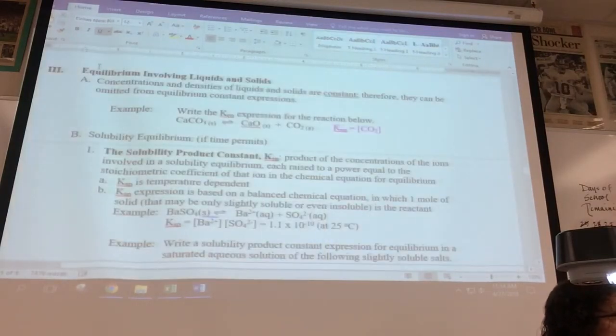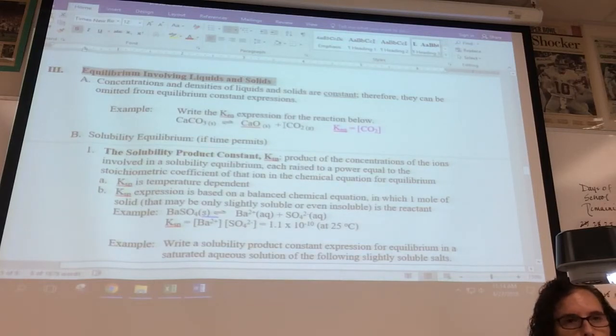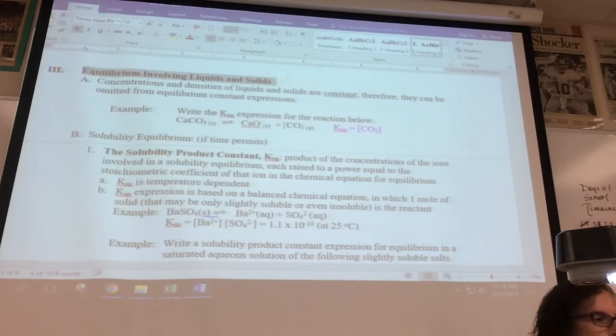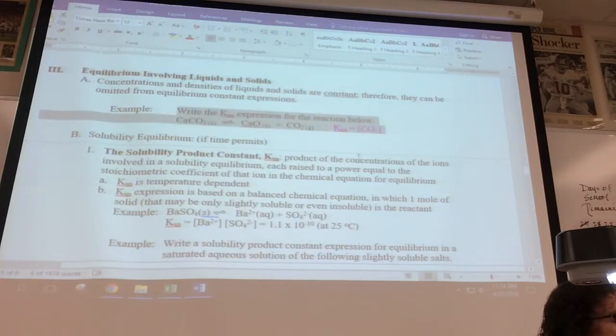In your notes, we already talked about equilibrium involving liquids and solids. We know that when we write KEQ expressions, we only put concentrations of gases and aqueous substances in. We do not put any solids or any liquids in KEQ expressions. So for example here, if you were asked to write the KEQ for this equilibrium reaction, you would not include the calcium carbonate nor the calcium oxide because both of those are solids. So KEQ would be equal to the concentration of carbon dioxide only.